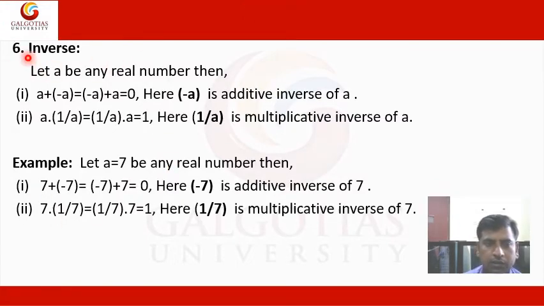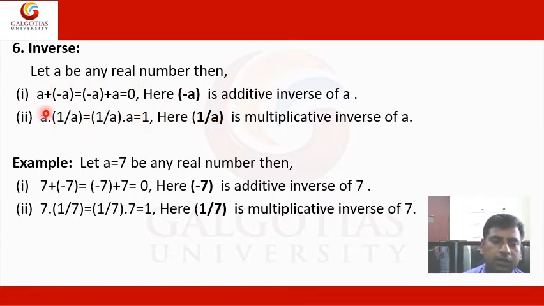Next is inverse. So how do we find the inverse? Let a be any real number, then a plus minus a equals minus a plus a equals 0. Here minus a is called the additive inverse of a. Similarly, a into 1 upon a equals 1 upon a into a equals 1. Here 1 upon a is called the multiplicative inverse of a.